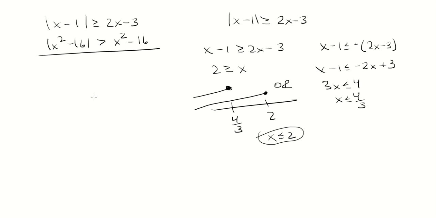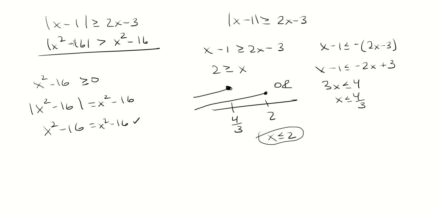For the second inequality, we just need to use common sense. If x squared minus 16 is greater than or equal to 0, then the absolute value of x squared minus 16 is going to equal x squared minus 16, because we could just remove the absolute value. So in order for the second inequality to be true, the inside has to be less than 0. That means x squared is less than 16.